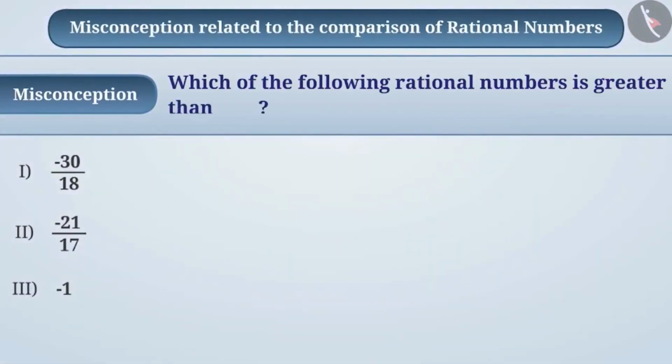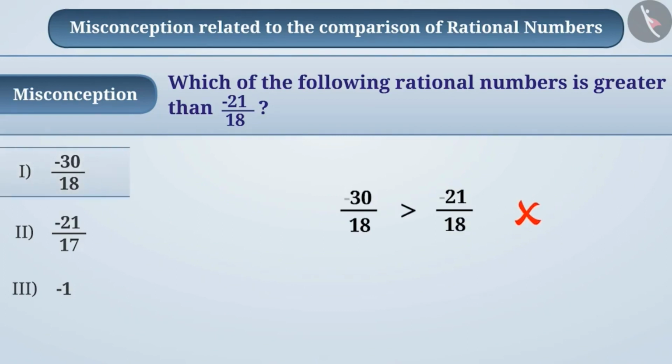Misconception. Which of the following rational numbers is greater than -21 by 18? Students often ignore the signs and compare rational numbers. This is an incorrect understanding of doing comparisons. Students see that in option 1, the given denominator is equal to the denominator in the question and 30 is greater than 21. Therefore, they think that option 1 is the correct answer.